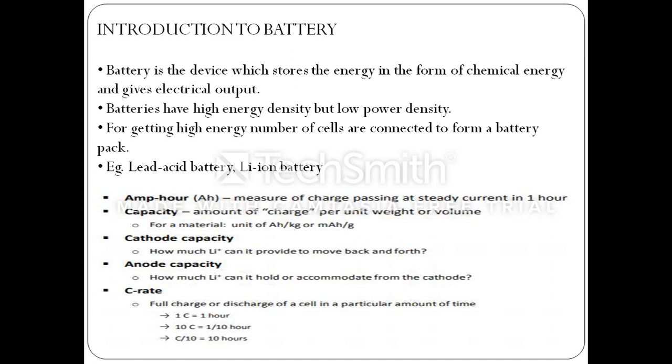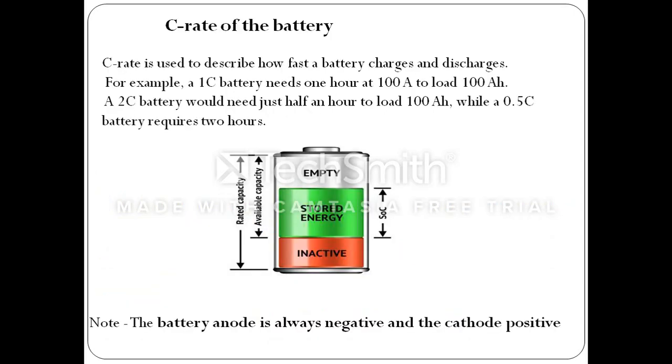Then next is C rate. So what is C rate? It is the full charge or discharge of a cell in a particular amount of time, and 1C is equal to 1 hour. So 10C is equal to 1 by 10 hour and C by 10 is equal to 10 hours. C rate is used to describe how fast a battery charges and discharges.